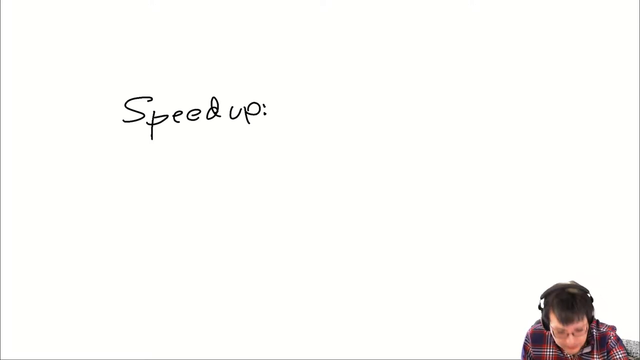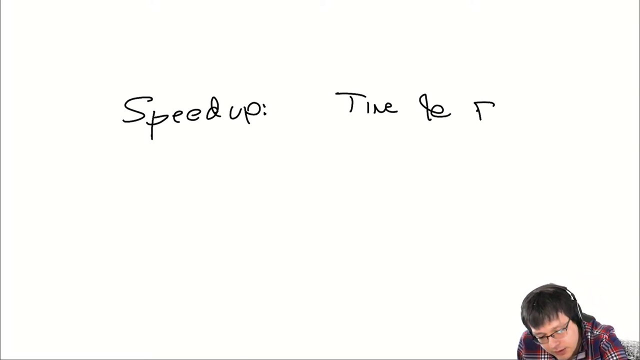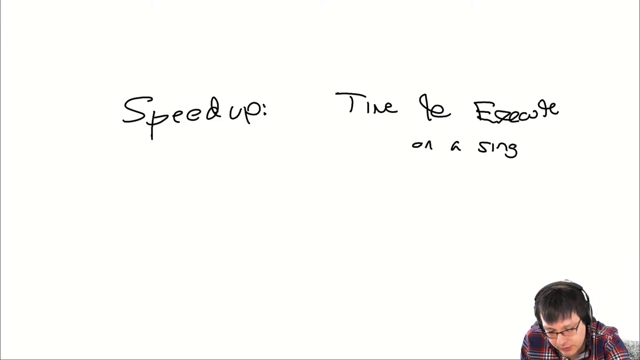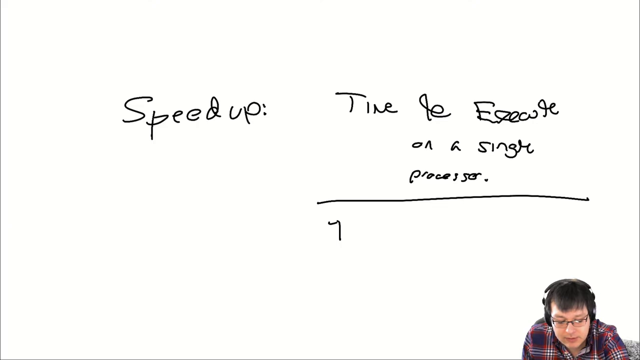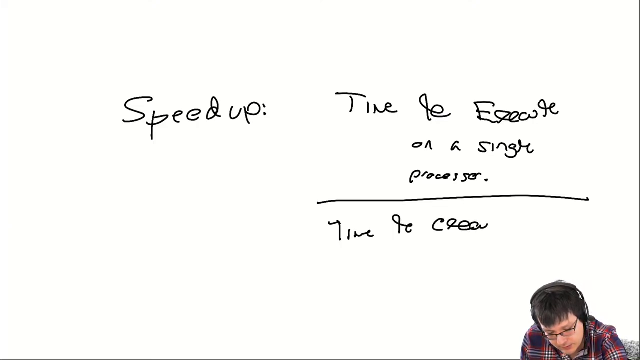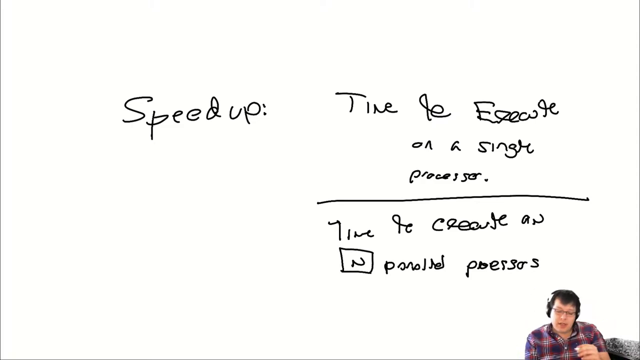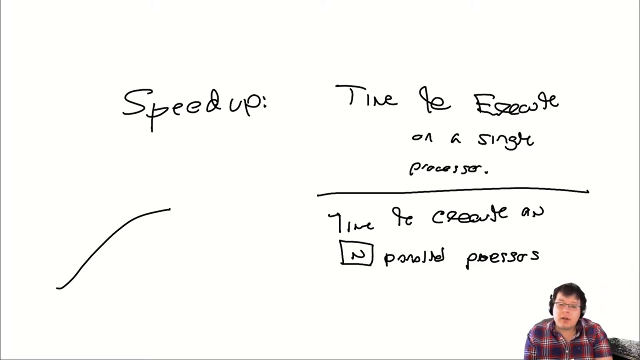And the ideal scenario is you want to compute here the time to execute on a single processor. So that's how long it's taking your super fast computer that's just one processor, it's sequential, divided by the time to execute on n parallel processors, n being the number of parallel processors that you need. And so what you'll find out is that if you put in Amdahl's law in here, there's a limit. There's a limit on how fast you can get before the increase is just ever decreasing to just about nothing.